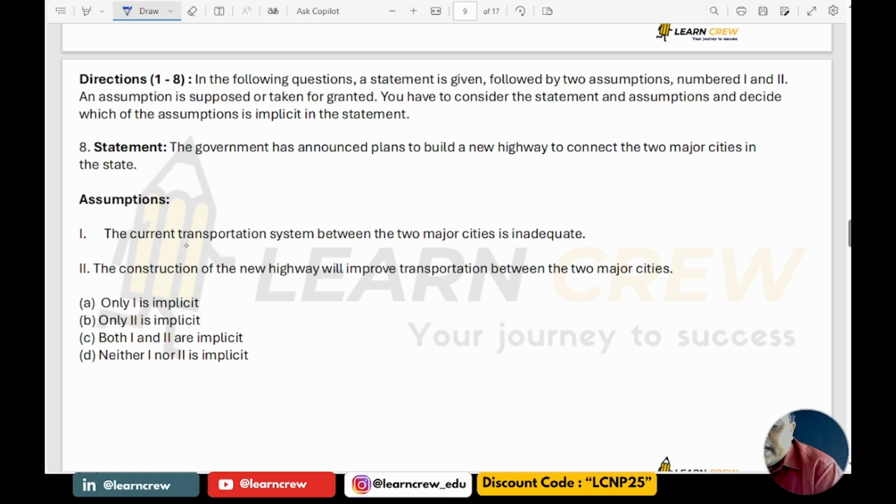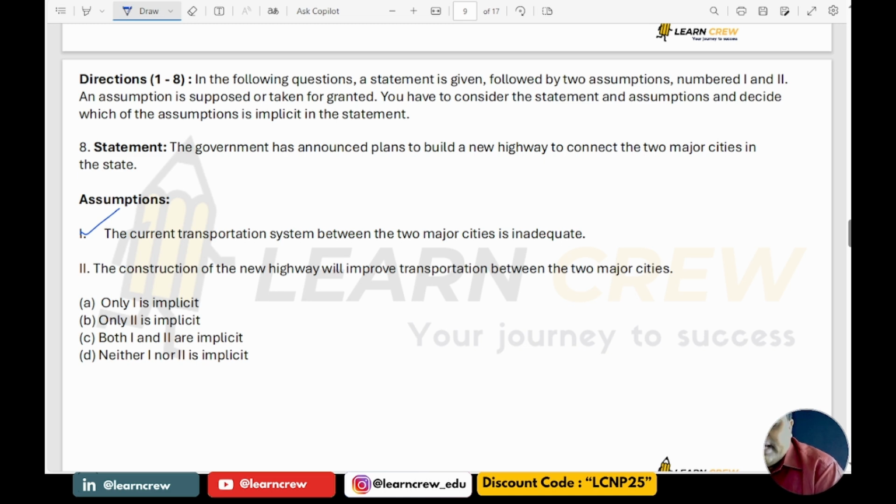Assumptions. The current transportation system between the 2 major cities is inadequate. The construction of a new highway will improve the transportation between the 2 major cities. I will go with 1 as an implicit assumption because the statement mentions that the government has announced plans to build a new highway to connect the 2 major cities in the state.